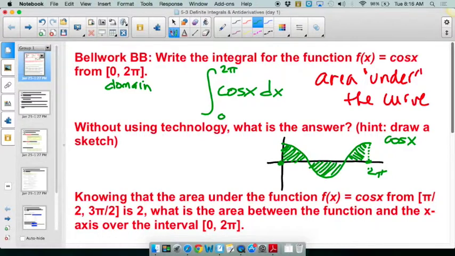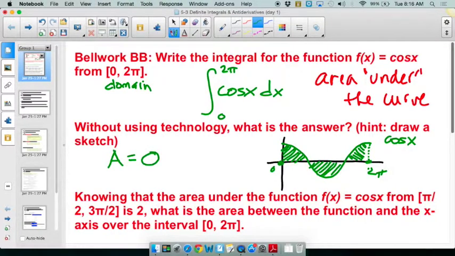So without using technology, in other words, I don't want you to use a Riemann sum program. I don't want you to use an fint, okay, because you have an fint like you have a deriv key if you went through the notes from yesterday. Without using technology, what is the area that we accumulate if we start at 0 and go to 2 pi? It is 0.